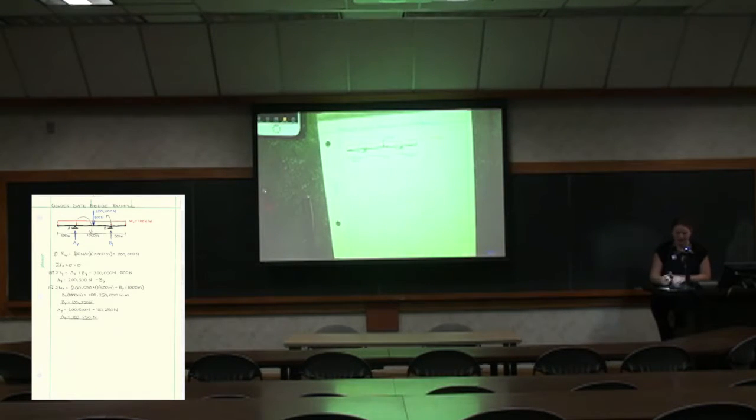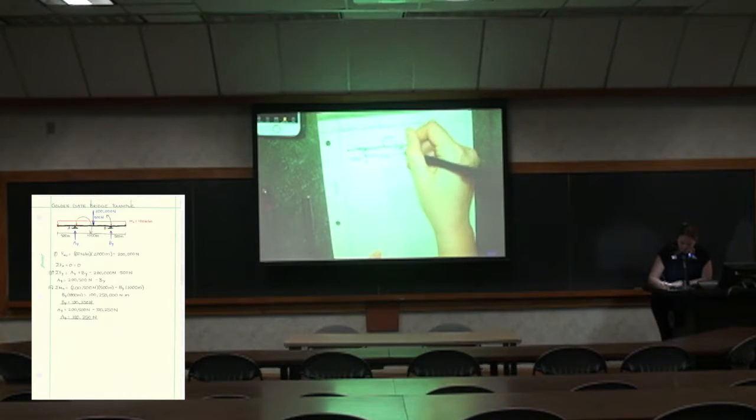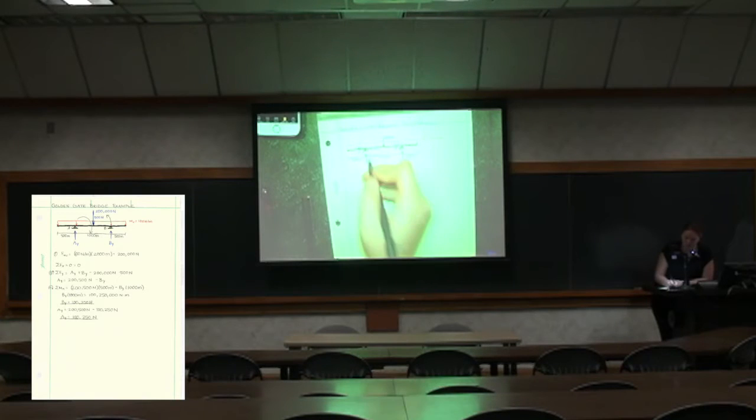And we also want to look at the supports, the forces at the support, which are what we're going to be solving for. So we're going to call this pin support A, and we're going to call this roller support B. So we're going to solve for AY, because it's in the Y direction, and we're going to be solving for BY.